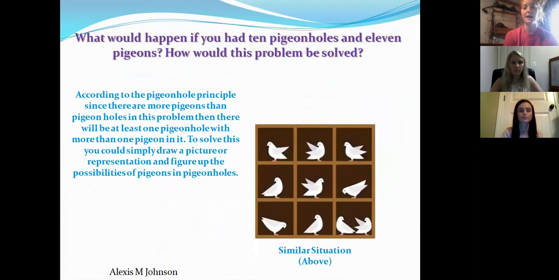What would happen if you had 10 pigeonholes and 11 pigeons? How would this problem be solved? Well, according to the pigeonhole principle, since there are more pigeons than pigeonholes in this problem, then there will be at least one pigeonhole with more than one pigeon in it. To solve this, you could simply draw a picture or representation and figure out the possibilities of pigeons and pigeonholes. To the right, there's a photo that's a very similar situation of that type of problem.